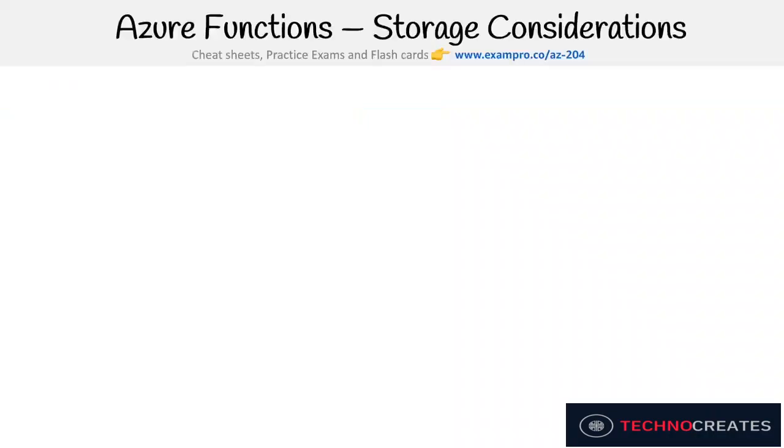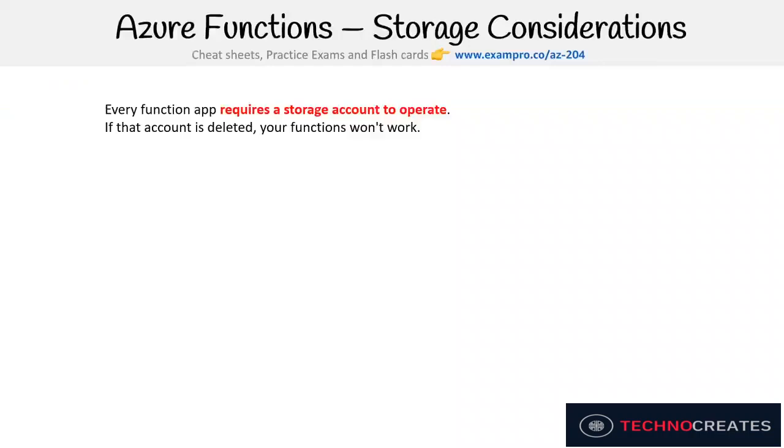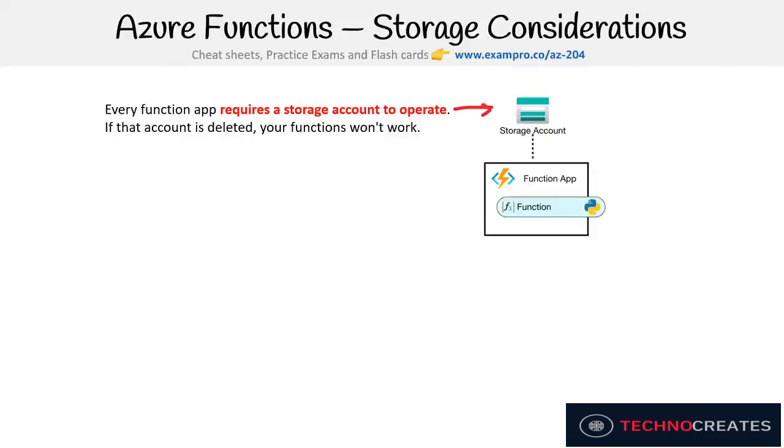All right, let's take a look at storage considerations for Azure Functions, because every function app requires a storage account to operate. And if that account is deleted, your functions are just not going to work. So here is a small visualization of your function app linked to a storage account. So Azure Functions uses the following storage types in the storage account. It's going to vary based on use case.